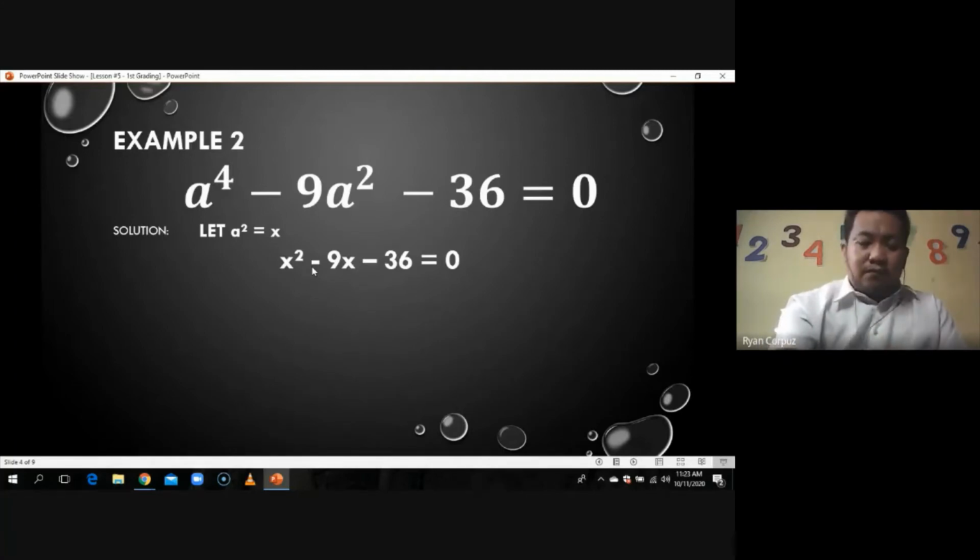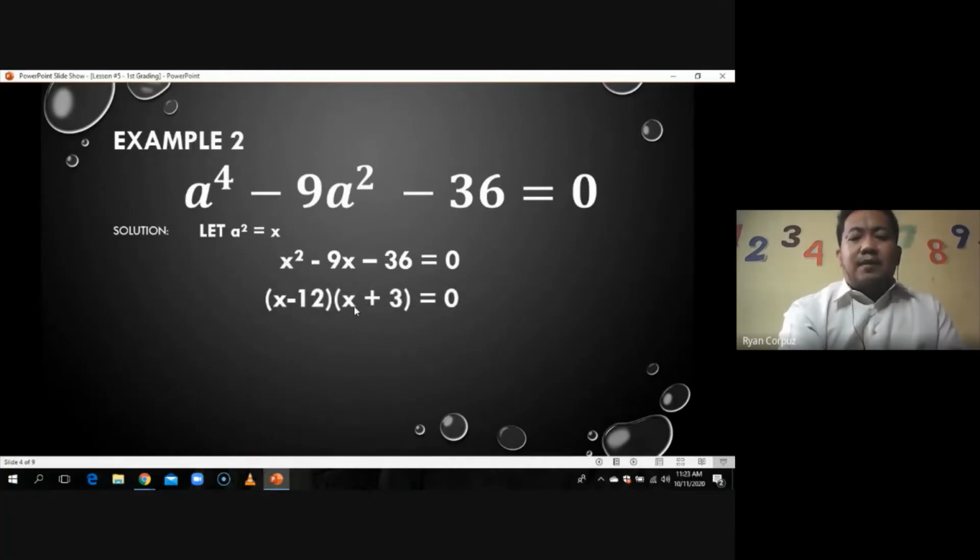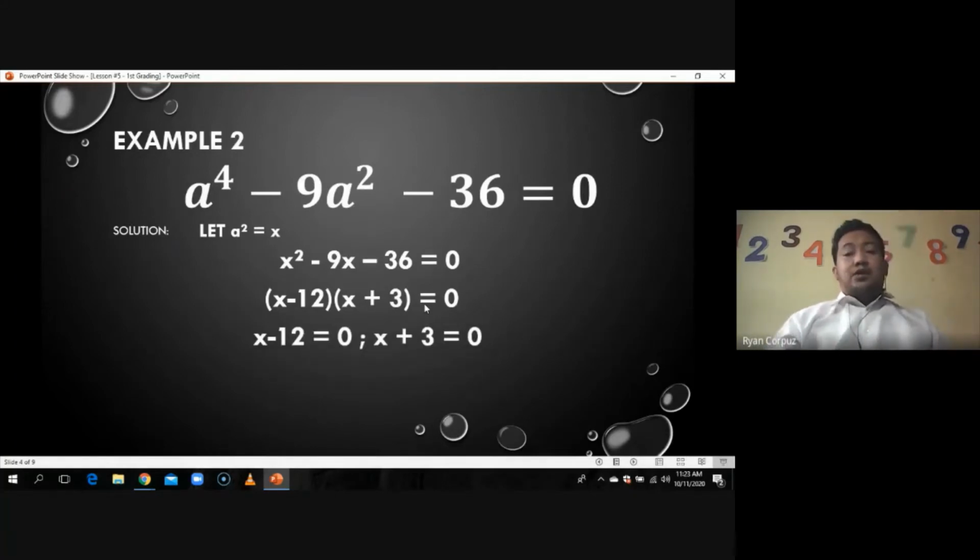Then, let's form now its factors. We know that the factors of x squared are x times x. Then, the factors we mentioned earlier, 12 and 3, since the middle term is negative, the larger number is negative. So it's minus 12 here, plus 3 on the other side. Then, equate both factors to 0 with the application of the zero product property. Then, solve for the values of the variable.